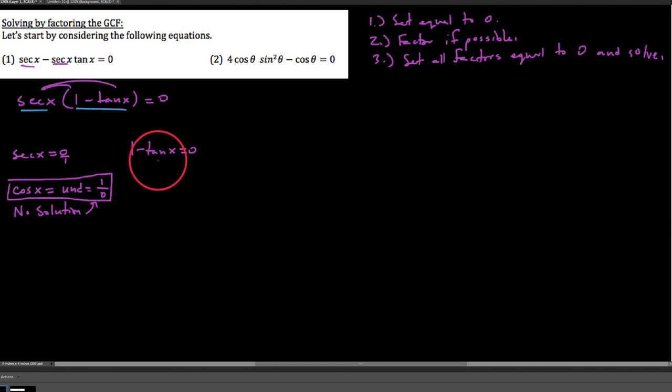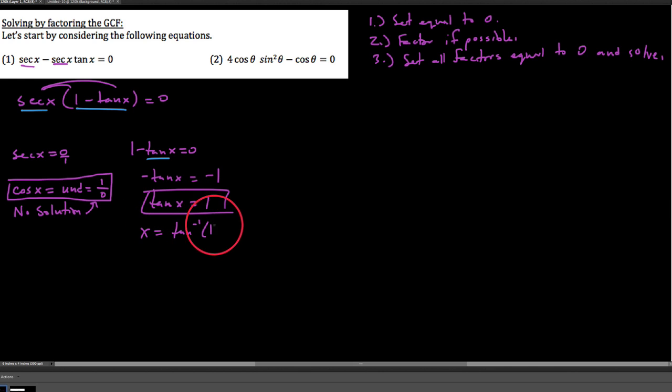Now, with respect to this over here, let's go ahead and isolate our tangent. If we subtract the 1 over to the other side, we get negative tangent is equal to negative 1, so that a positive tangent is equal to a positive 1. Now solving this using an inverse trig function, essentially we would have x is equal to the inverse tangent of 1. We ask, what angle was it that when we took the tangent of it, we got a positive 1? The first thing we'd want to diagnose is in what quadrants we are, and we say all students take calculus here.